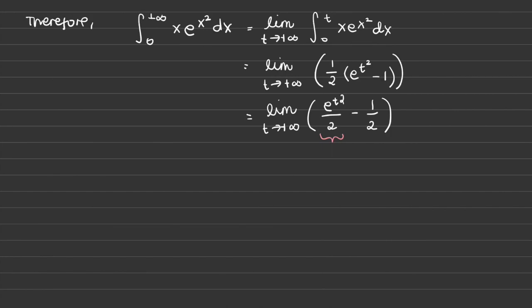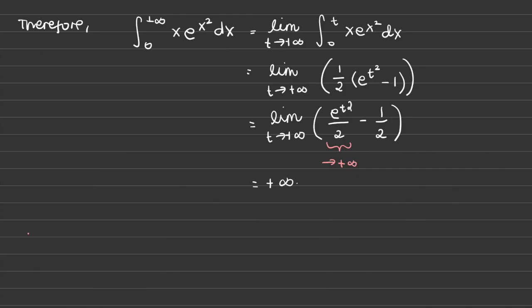And where does e to the t squared go as t goes to positive infinity? It also goes to positive infinity. So, yung isang term pupunta ng positive infinity, and then you have a constant. That whole thing will still be going to positive infinity. So, this whole limit goes to positive infinity. At dahil hindi real number yung limit, we say na the integral from 0 to positive infinity of x e to the x squared dx is divergent.